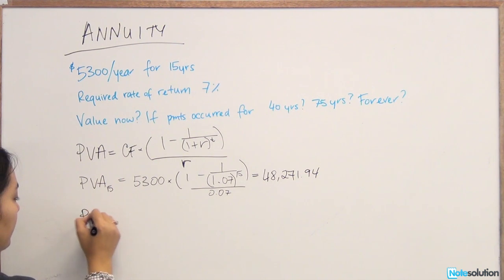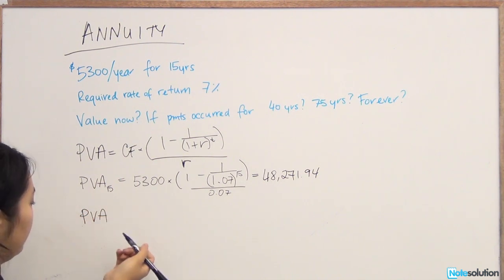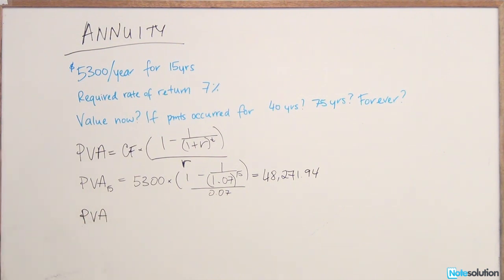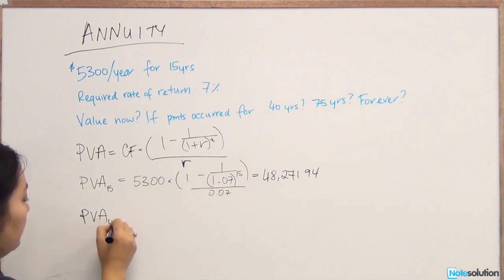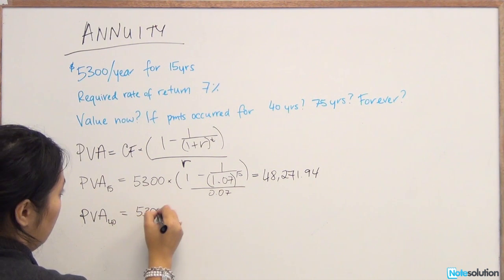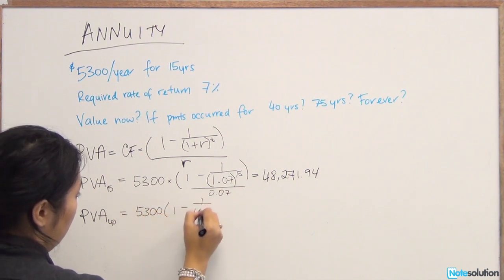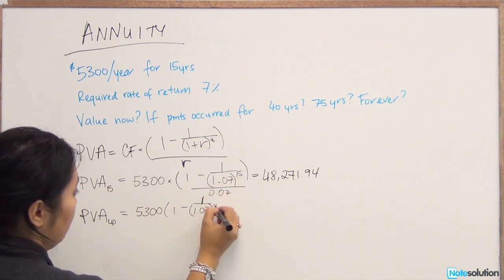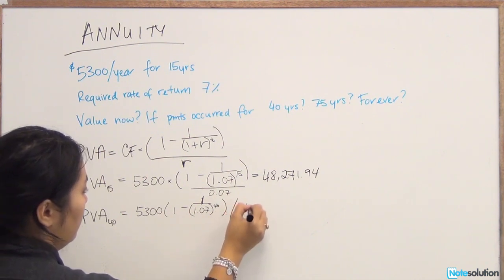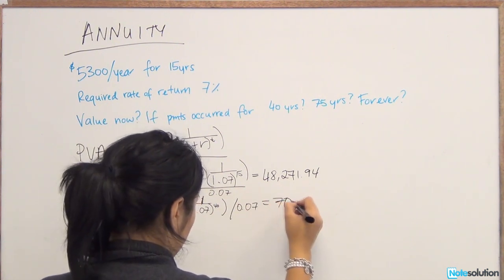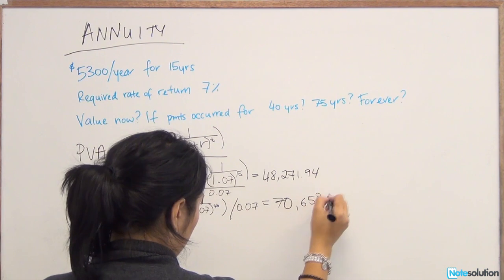The next part of the question states that, well, what if you're not investing for 15 years, or what if you're not receiving the cash flows for 15 years? What if you're actually receiving it for 40 years? So we know our time period changed, but everything else stays the same. So again, we can substitute the numbers in. We have 5,300, 1.07. Here we're going to use 40 instead of 15 because that's the new time period. And we have 70,658.06.